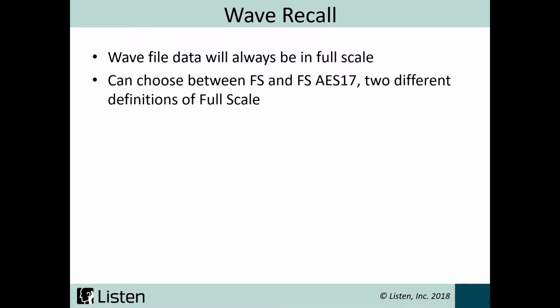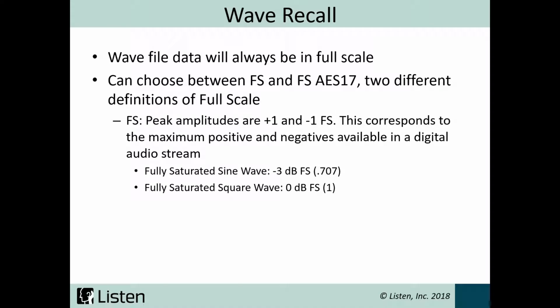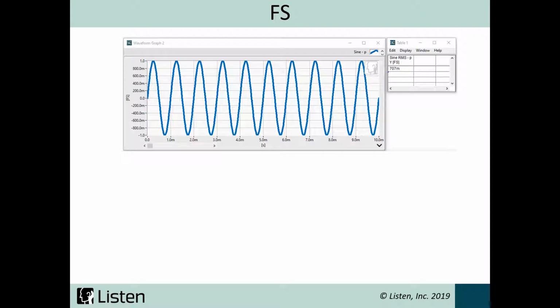When we're recalling this file, we can choose between two different full-scale definitions. If you choose FS, the peak amplitudes are +1 and -1. There's no possible way to have data that are higher than +1 or -1. To help conceptualize this, think of a fully saturated sine wave. The peaks would be reaching +1 and -1 full scale. That means the RMS value of this would be -3 dB FS RMS, or about 0.707.